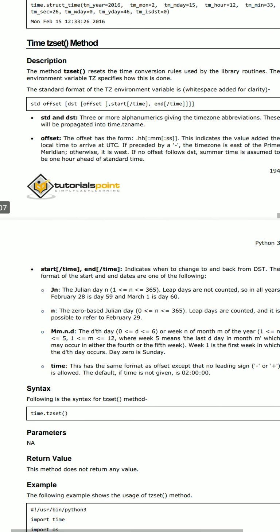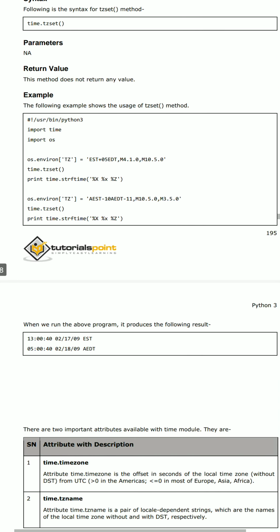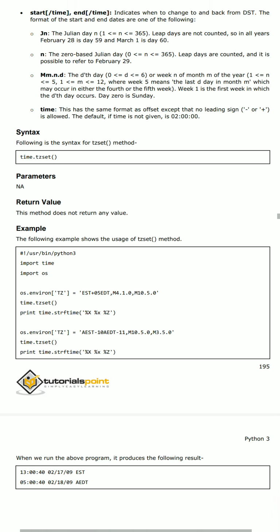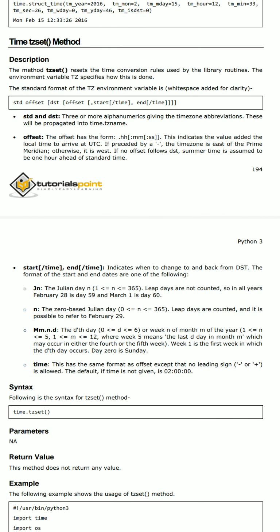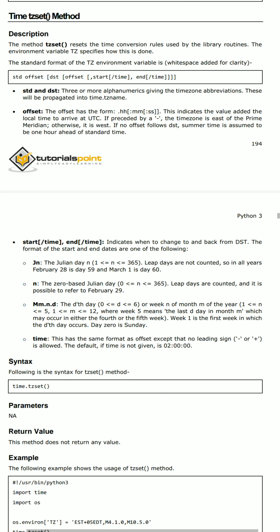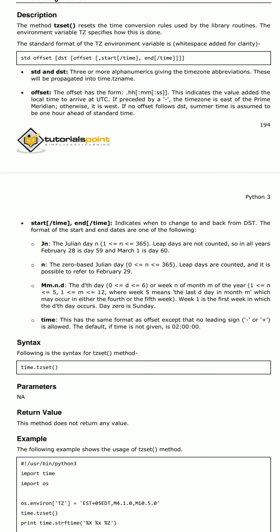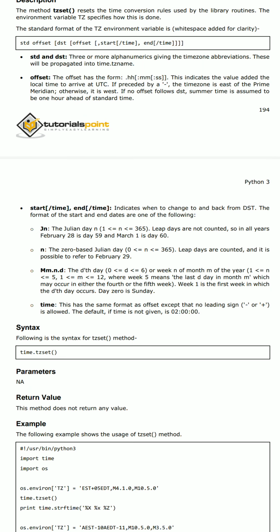And next one is tzset. This is another method in the Python time module. This method resets the time conversion rules used by the library routines. The syntax is time.tzset(). The parameters are STD and DST, three or more alphanumerics giving time zone abbreviations, and the offset.